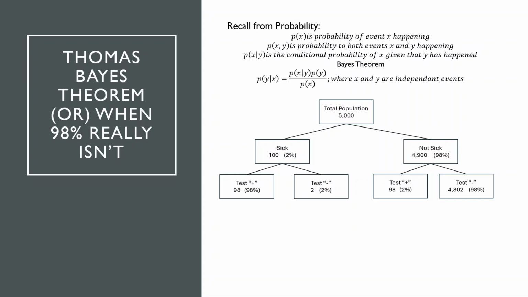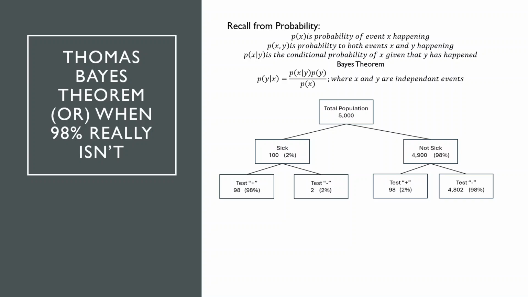Similarly, amongst the 4,900 who are not sick, 2% of them will test positive. In other words, will be wrong. We'll incorrectly identify them as having a positive outcome. They'll be registered as sick. Conversely, we'll be correct on 4,802 of them, who'll be registered as negative, or 98% of that group. And we saw that from our previous chart.